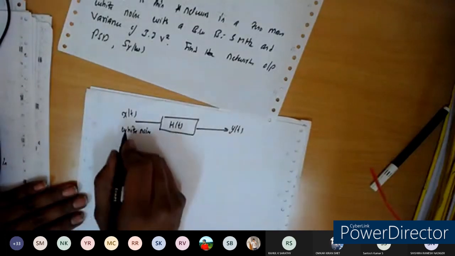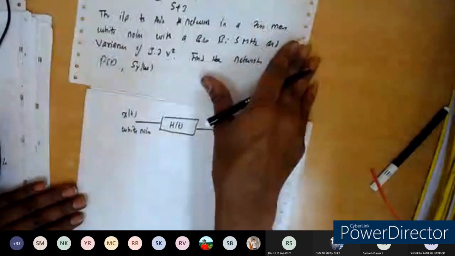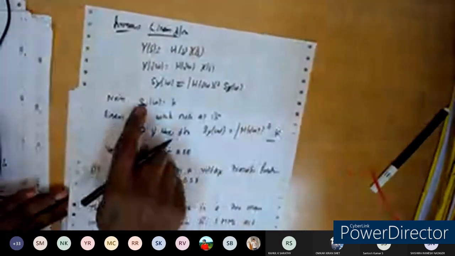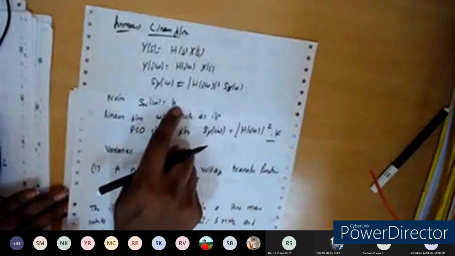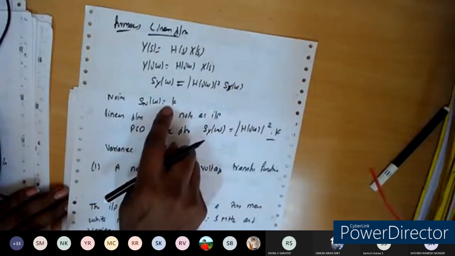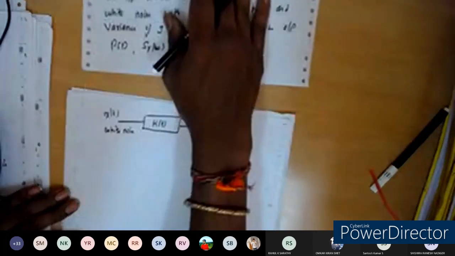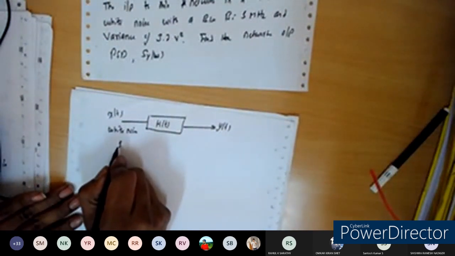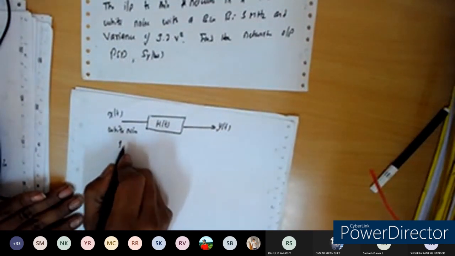Okay, so then this system Sx of omega. Since white noise, as we have already seen, will have the power spectral density of k, and since this is equal to the input signal, we can say that the power spectral density of the input signal can be equal to Sx of omega.